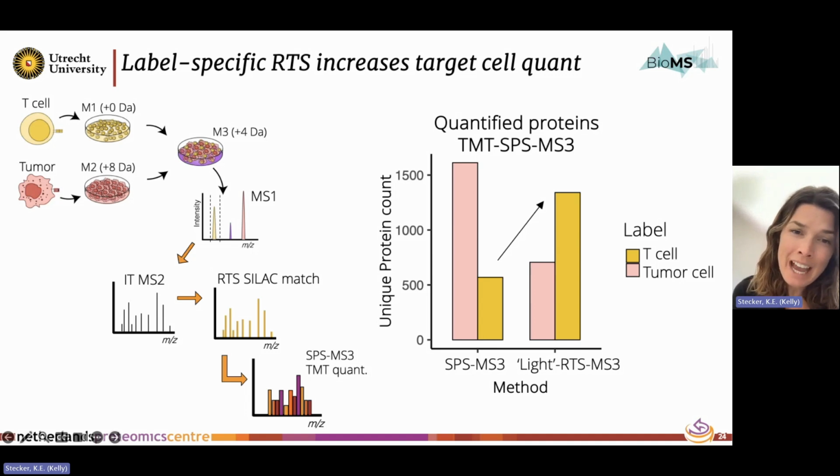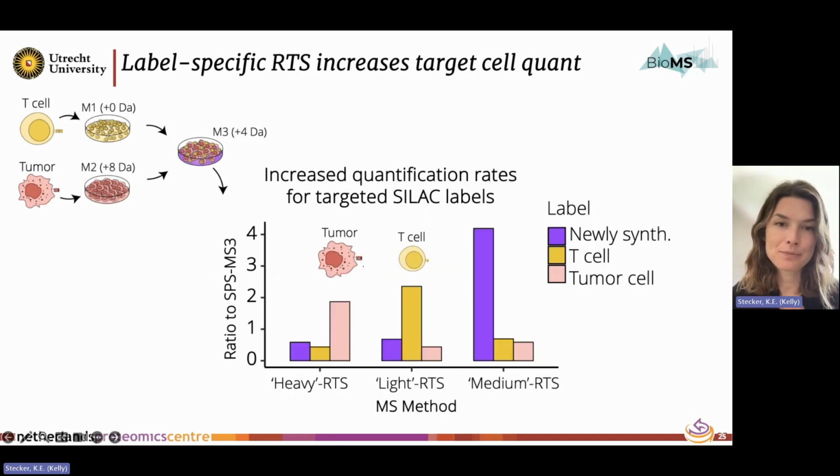And now on the right, when we do this real-time searching for our light signatures, for our T cell signatures, we all of a sudden have far more quantified T cell proteins. We essentially double the T cell content that we're able to quantify using this real-time searching. And of course, we can decide what we want to target in a real-time search.